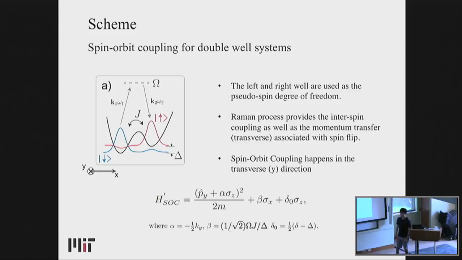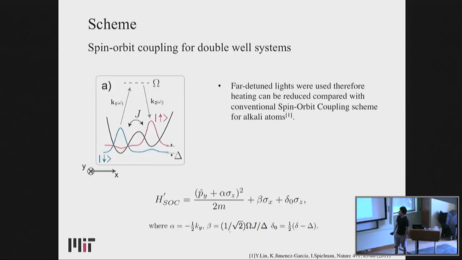And we can also prove that in our scheme, our Hamiltonian is exactly the same as the one-dimensional spin-orbit coupling Hamiltonian with equal contributions from the Rashba and Dresselhaus spin-orbit coupling terms.